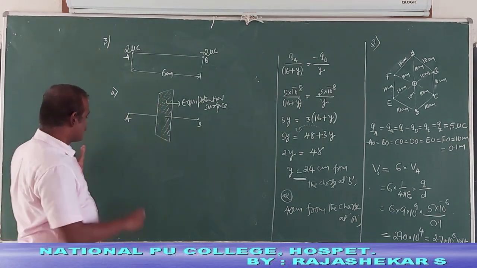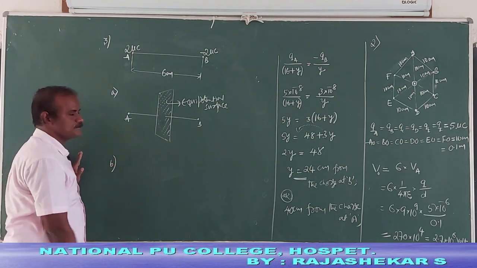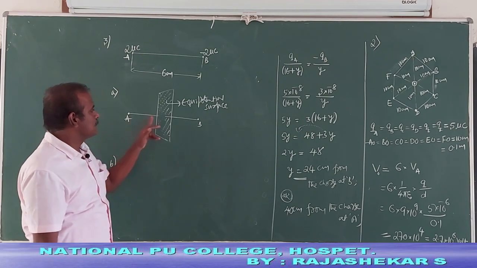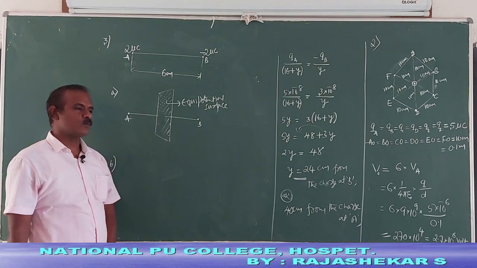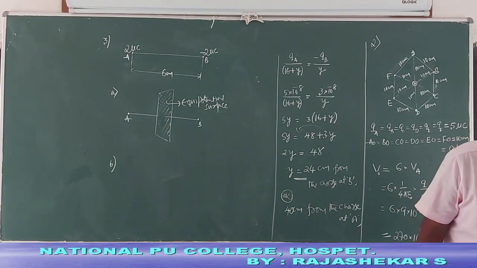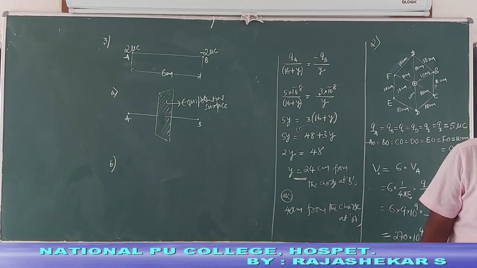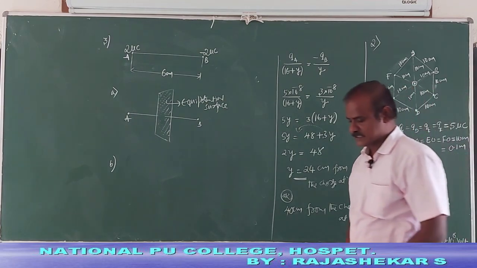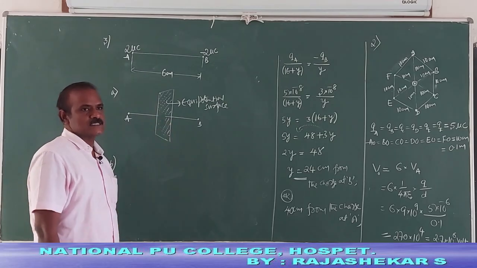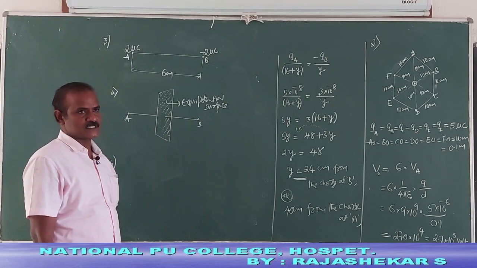So that is in fact the second question. What is the second question? You are asked to find the direction of electric field at every point on the surface. The electric field direction at every point is normal to the surface, or perpendicular to the surface.